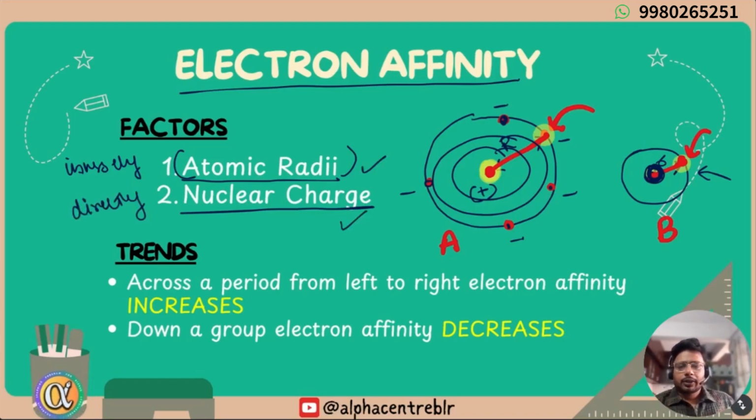Clear? Now, if you understand this logically, I think you don't really need to remember the trend. The trend also becomes quite obvious. So across a period from left to right, electron affinity increases. When you're going from left to right, size is decreasing, so size decreasing means electron affinity is increasing. Down the group, size is increasing, so size increasing means electron affinity is decreasing.